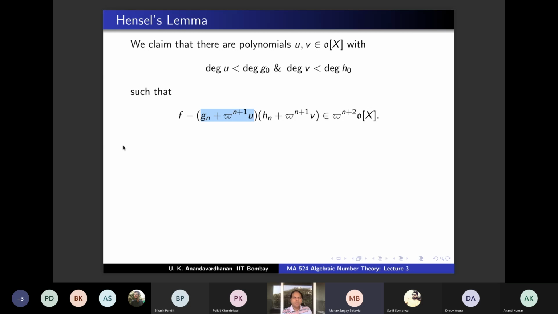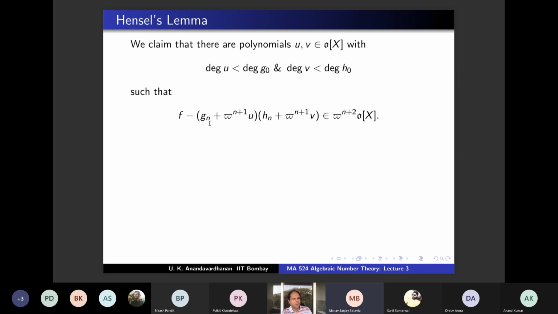Gn was monic, right? Gn was monic. So is this polynomial also monic? Yes, all the Gn are monic, because G naught is monic, all the Gn's are monic. Therefore, the degree of Gn is the same as the degree of G naught. So this will be monic provided... So this degree is the degree of G naught.